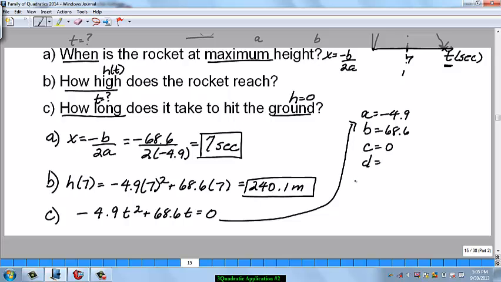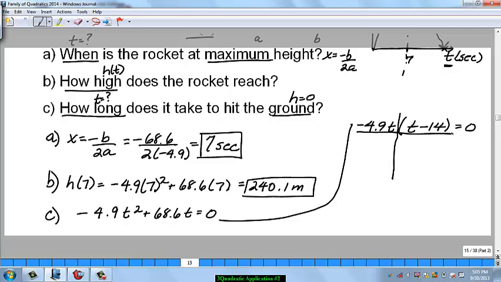The other thing you can do, if you don't want to do the quadratic formula, is we can actually try factoring it. That will work if you want to do it that way. If you want to do it by factoring, this one lends itself nicely. I can take out negative 4.9t out of here, factor it out, and when I do, I get t minus 14 equals 0. So this one kind of goes nice.